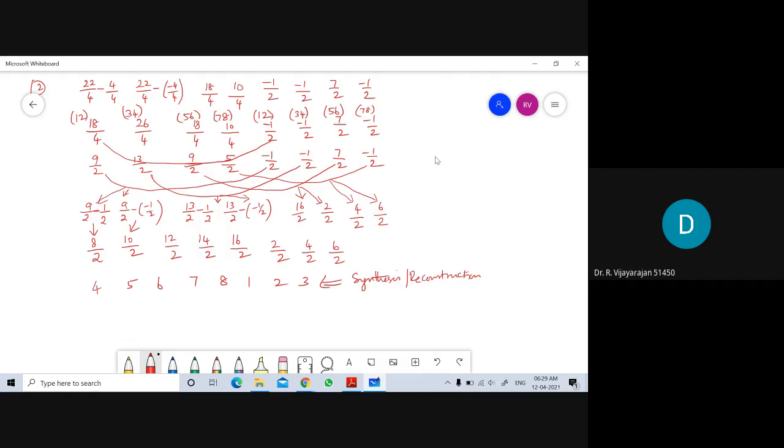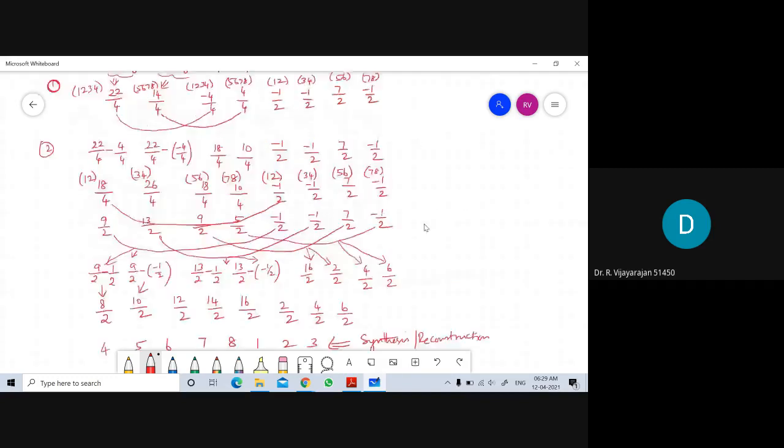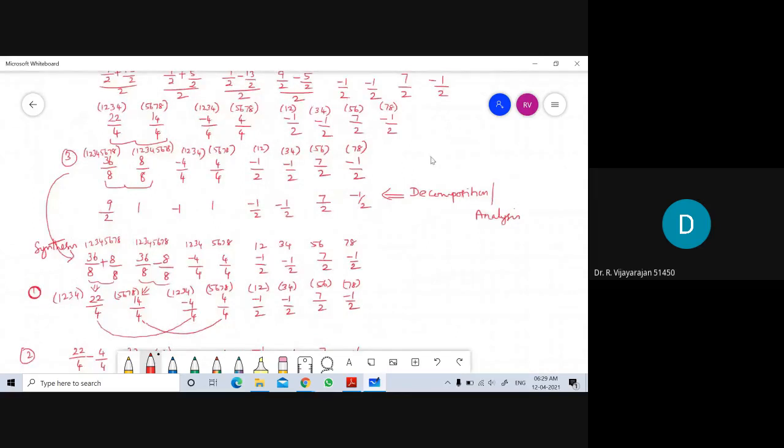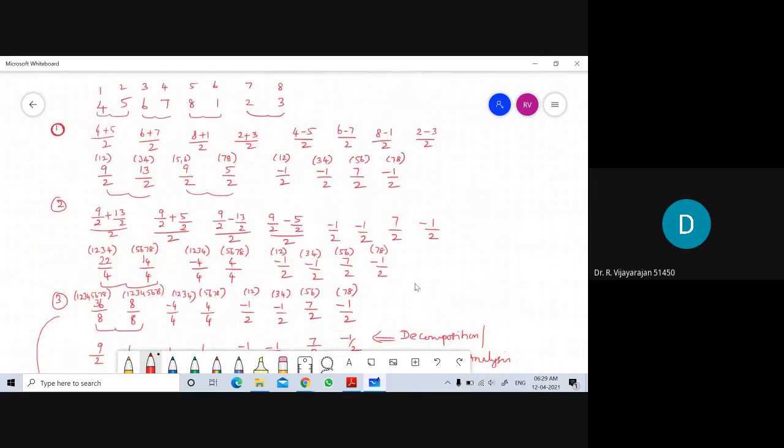So let me explain again. Consider the sequence. We need to go for approximate and detailed coefficients. To find the approximate, we normally go for averaging, and for detailed coefficients, it is high pass filtering. Normally, if you find the difference, it leads to high pass filtering. So consider the values 1, 2, 3, 4, 5, 6, 7, 8. Go for the average of those values so that you will get approximate coefficients. Then go for the difference with respect to the pairs, and you will get detailed coefficients.